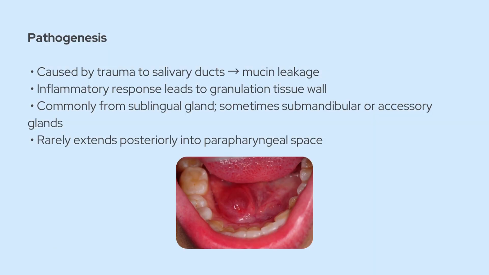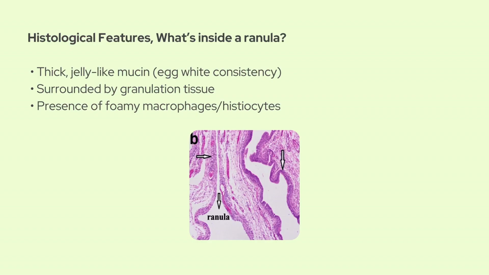As for how it forms, it's usually some kind of minor trauma to the floor of the mouth. That trauma damages a duct, like from the sublingual gland, and then mucin leaks out. The body reacts with inflammation and granulation tissue builds up around the mucin. That's what creates the swelling. And while it's usually the sublingual gland, sometimes it's the submandibular duct or even small accessory glands. In rare cases, it can spread further back into the parapharyngeal space, and that's when you might get more complex symptoms. The fluid inside is usually thick and jelly-like.